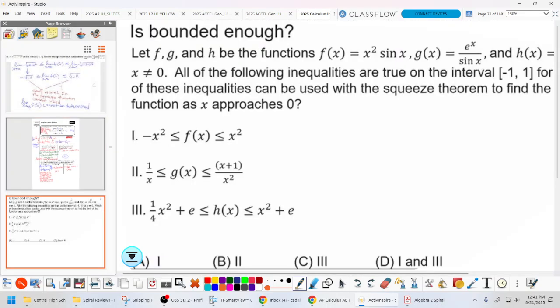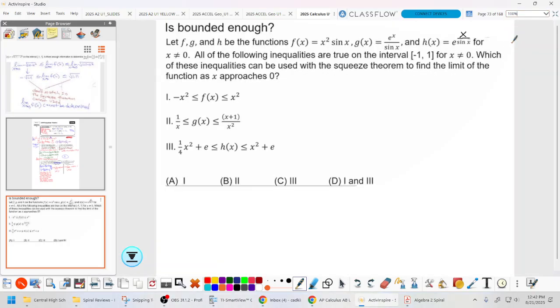Alright. Let's look at another one of these kind. We know the answer is no, bounded is not enough, but let's just keep looking at AP style questions related to this content. Are you ready to try this? I don't want to read it to you and take that opportunity away. Can we just try it? Yeah? You guys are so talkative.